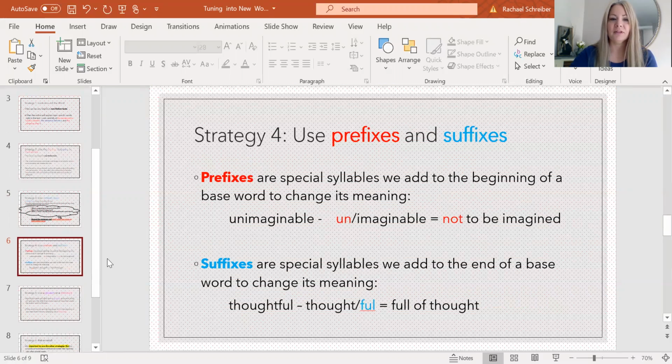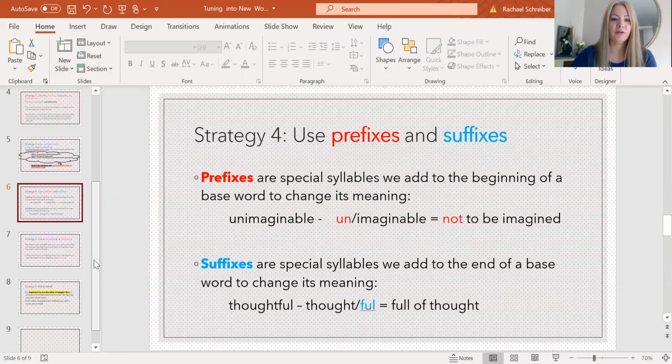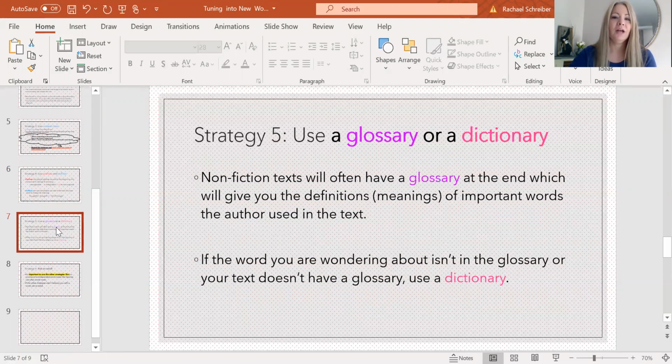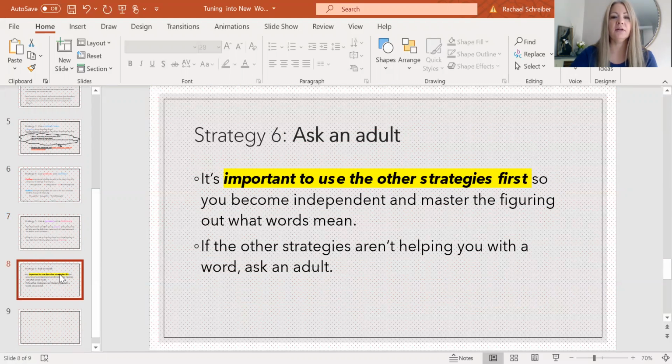We've got use prefixes and suffixes to help you figure out the changes to the base words and how the word is functioning now. And we've got use a glossary or dictionary. Glossaries are in nonfiction. Dictionaries, you can do a little Google search if you need to. And we've got ask an adult. That is our last strategy that we're teaching you.